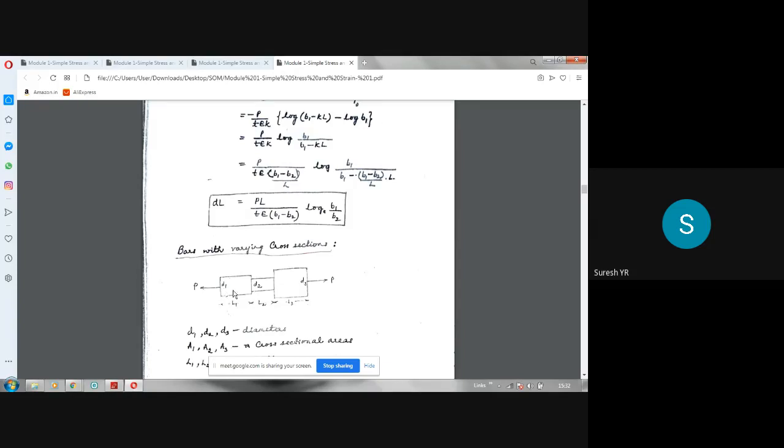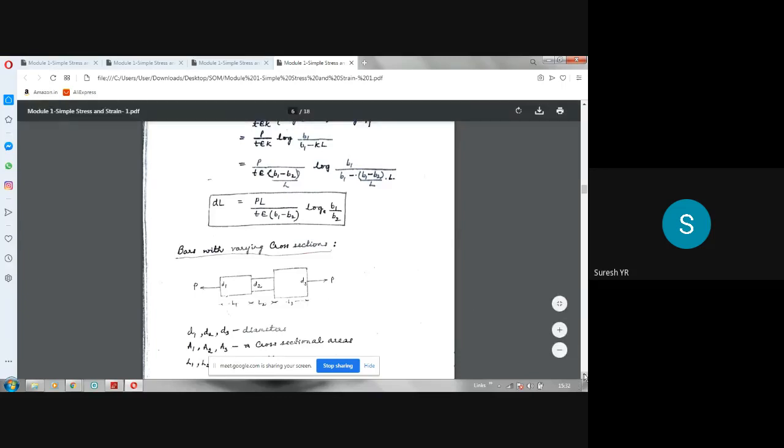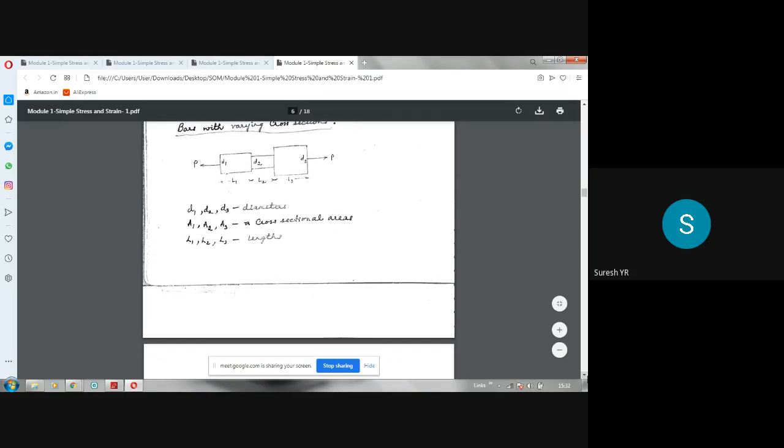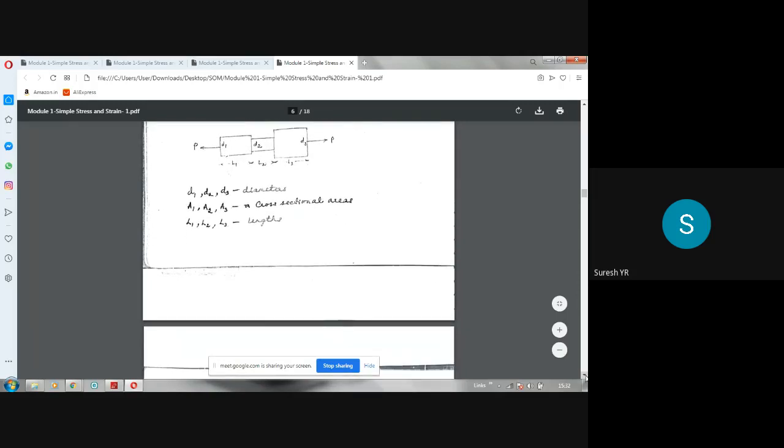So area of this will be pi d1 square by 4. Area of this will be pi d2 square by 4. Area of this will be pi d3 square by 4. Now in such types of problems, when force is same on all the portions, we have to add the deformation of each portion separately.